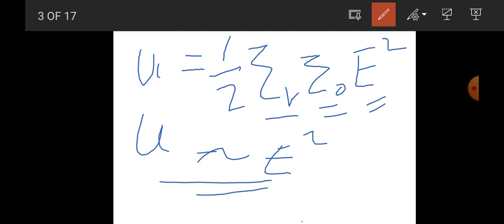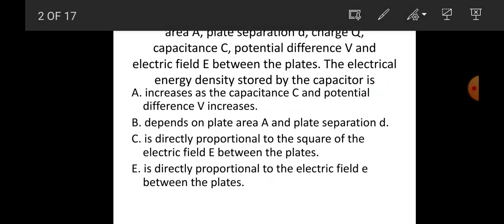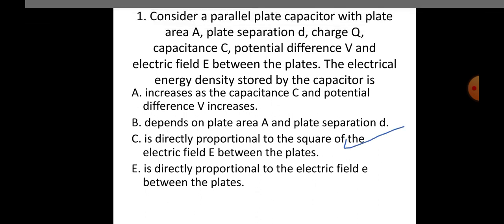ስለዚህ አሁን ከምርጫዎቹ ወደ ምርጫዎቹ ተመልሰን ሲ ምንድን ነው የሚለው is directly proportional to the square of the electric field E between the plates. So the correct answer is C. ምንድን ነው energy density is directly proportional to electric field strength square. The square of electric field strength is directly proportional to energy density. So this is the correct answer.